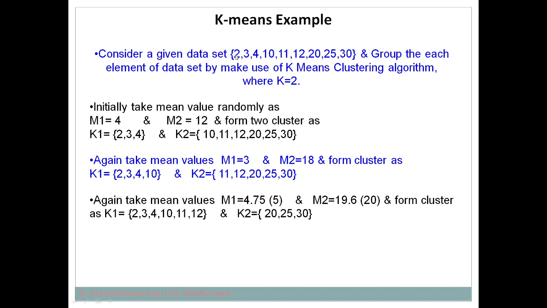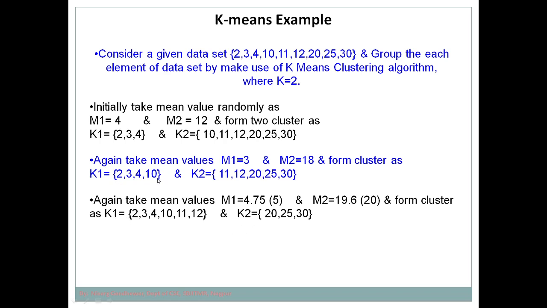We try to calculate the difference between 5 and 2, and the difference between 2 and 20, whichever is the minimum, we map that element into that particular cluster. Now in this case, for 2: 5 minus 2 equals 3, 20 minus 2 equals 18. So obviously 3 is less, that's why 2 is mapped to cluster 1. Similarly we need to consider every element and map each element to cluster K1 and K2. So finally after applying these steps we got this K1 cluster and K2 cluster.